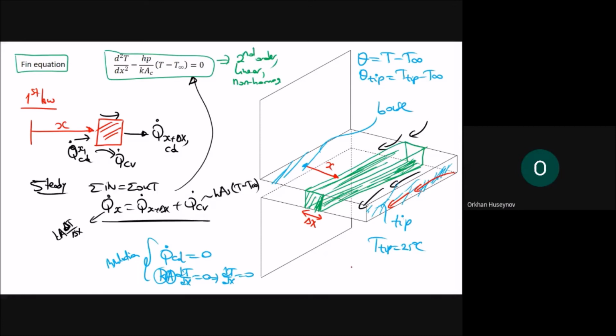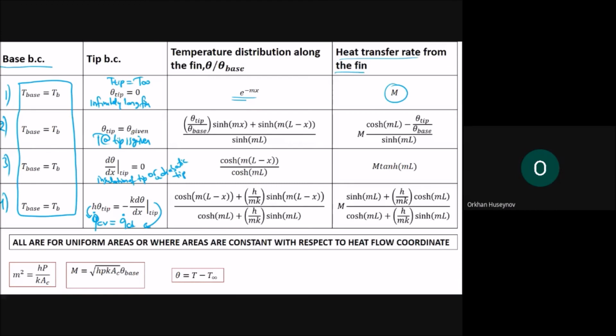If you remember from our previous lectures, if I take the interface, the interface means that it doesn't have any volume. So if you have the Q dot CD into that interface, that CD will be exactly the same as Q dot CV from that interface. Okay, this is the last option, and this option is called the convection tip. These are the options that you will have for the different types of fin problems.